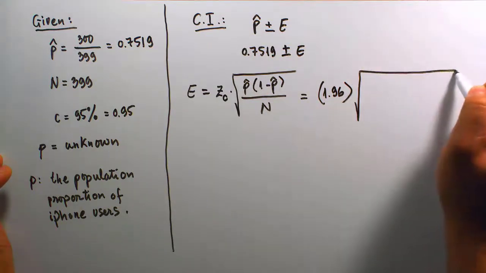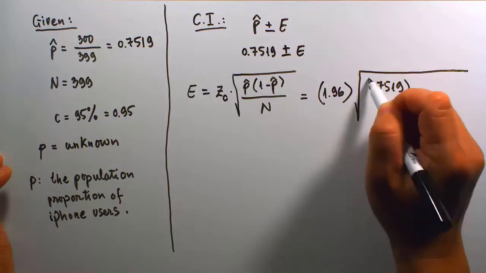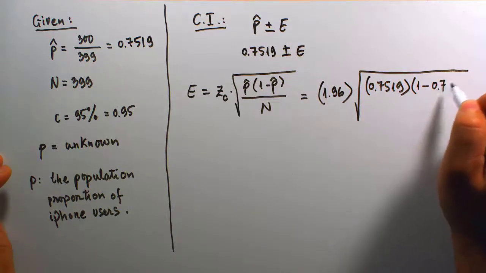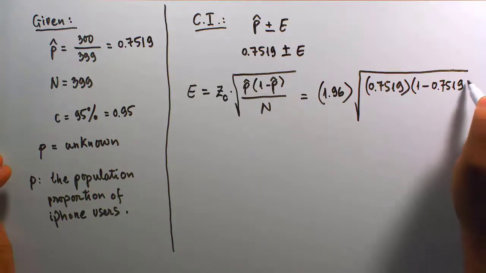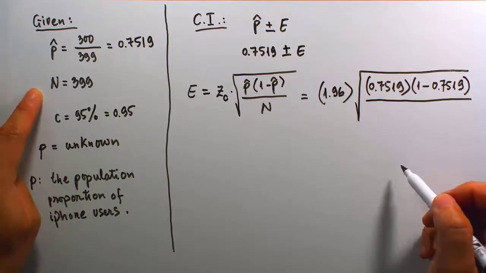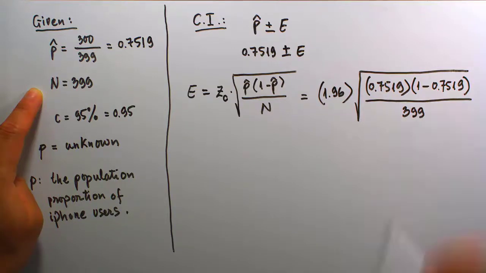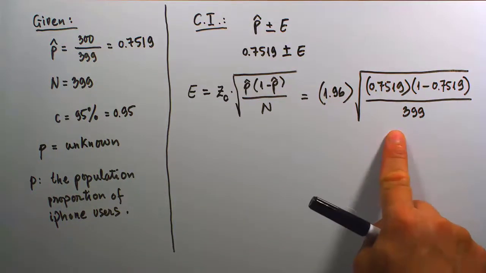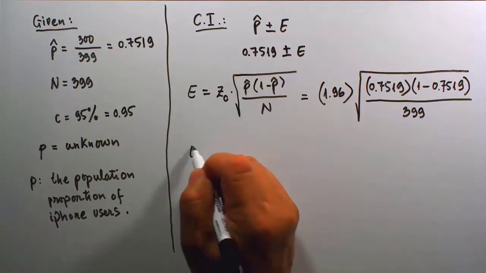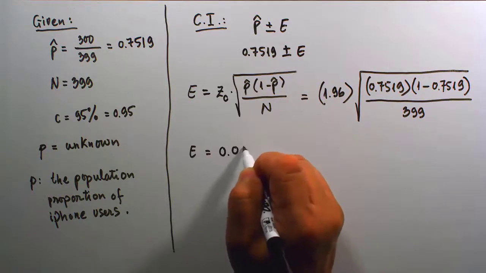And here inside of the expression, we're looking at 0.7519 multiplied with 1 minus 0.7519, and divided by the sample size, which is changed to something bigger than the previous questions. So 399, that stays here. But now we are ready for the final calculation. The final calculation comes out to be, in 4 decimals, 0.0424.